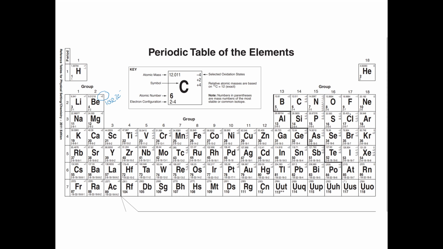Now we'll go over to our non-metal side, and fluorine is a -1, so that means it gains electrons. Remember, the metals lose electrons, the non-metals gain electrons. So they're going to form chemical compounds together. Let's take a look at some examples.